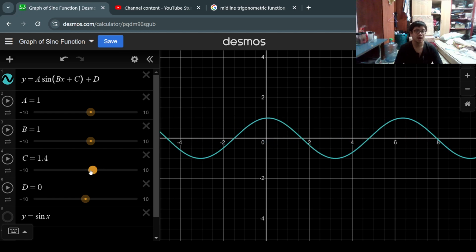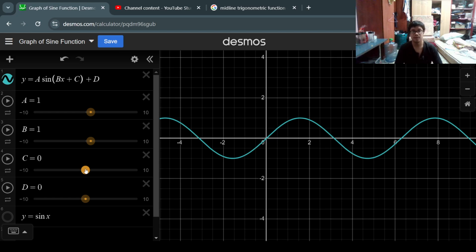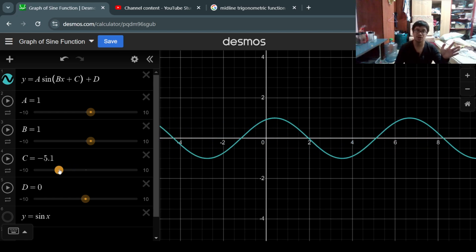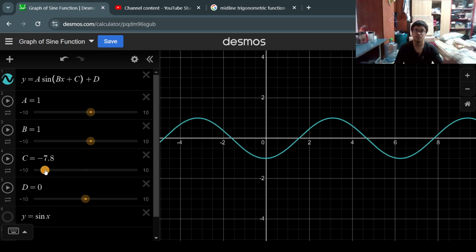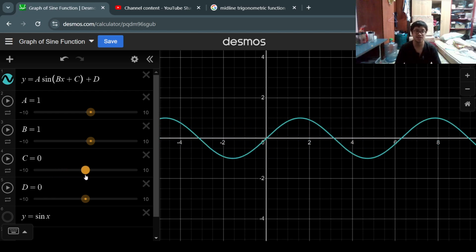Now, what if you start from 0, then the value of C is decreasing, going negative? It will look like this. So it goes in reverse way. Therefore, the graph will go from the center to the right. All right. So now you see it.